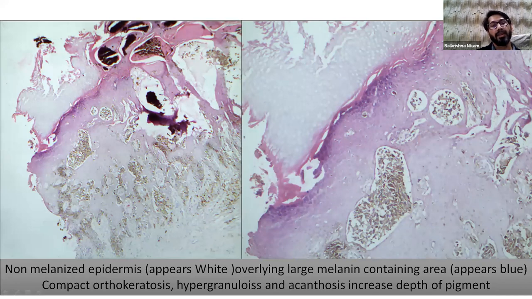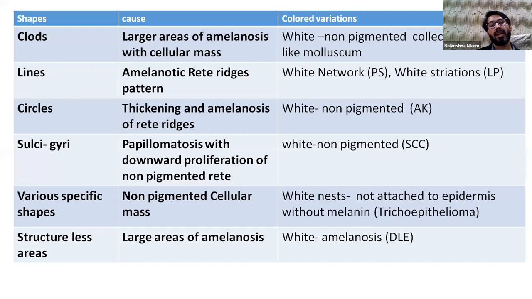Coming to the color white. So I'll be talking about the color white. Color white and color black will produce similar shapes. The only thing is, clods will be formed due to larger areas of amelanosis with cellular mass. Lines will be formed due to amelanotic rete ridges.